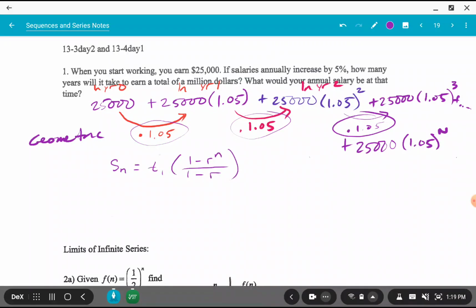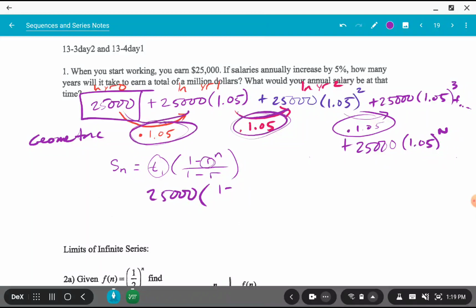And so if we plug in our values, we're saying, what's the initial value? We're starting off with $25,000. 25,000 times 1 minus, what is our rate? What's our common ratio, right? It looks like we're always multiplying by the value of 1.05 every time. So we have 1 minus 1.05 to the n power over 1 minus 1.05. And that's equal to S of n.